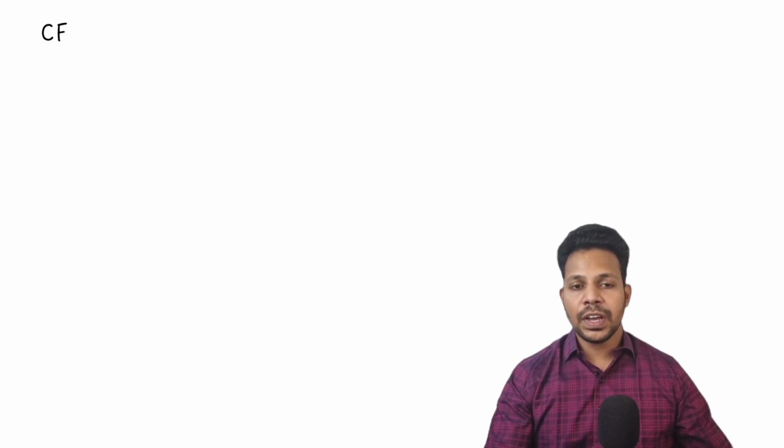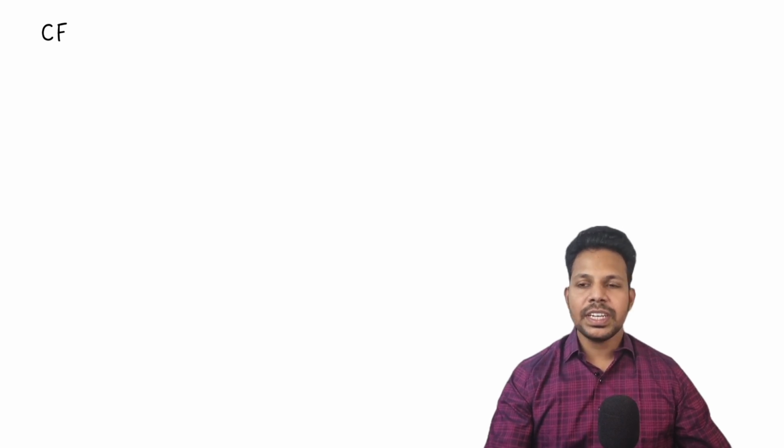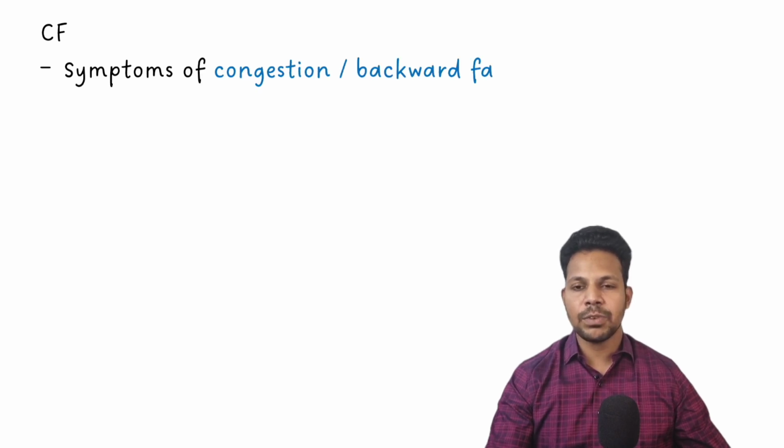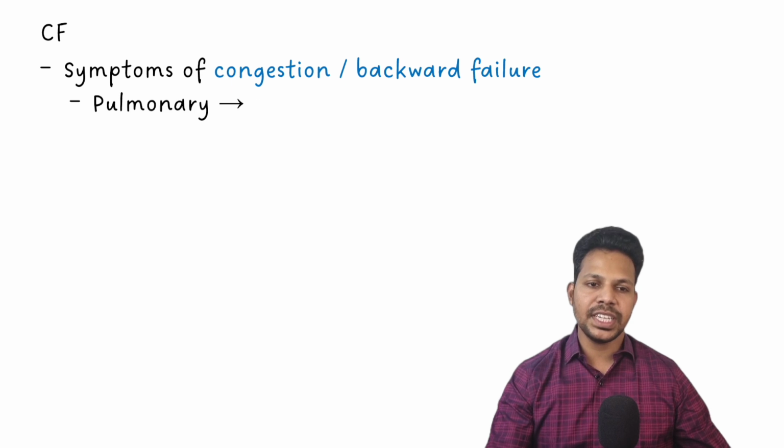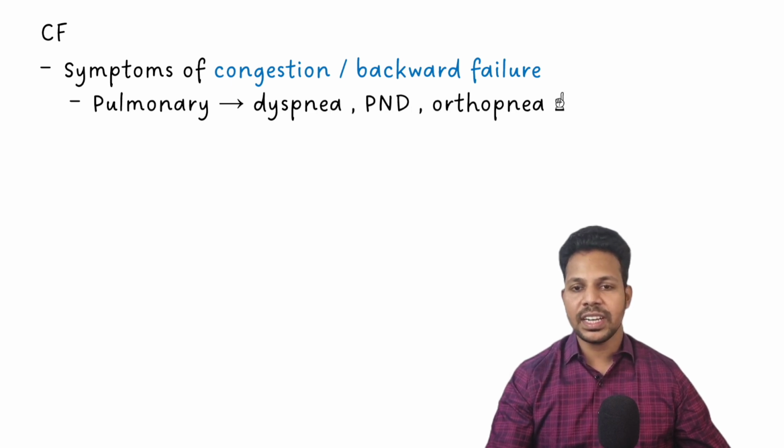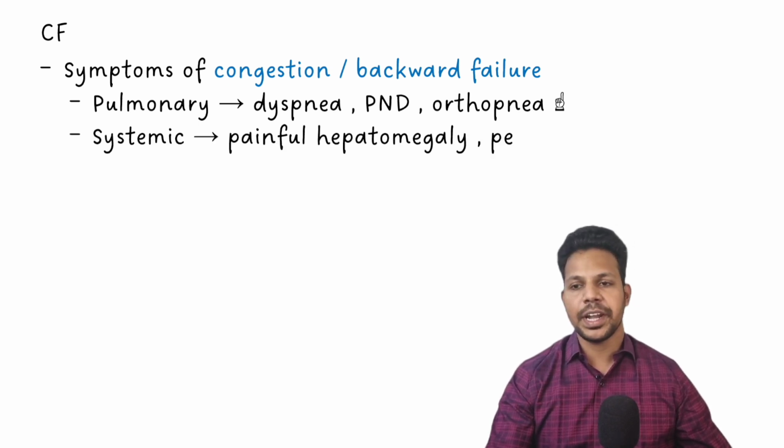Now let's move on to the clinical features. So if you have understood the features of forward failure and backward failure, it is very easy now. So we have either symptoms of backward failure or the symptoms of forward failure. What are the symptoms of backward failure? I'm just listing them, whatever we have discussed previously. If there is pulmonary congestion, the patient will have dyspnea, paroxysmal nocturnal dyspnea, and orthopnea. When the patient has systemic congestion, the patient will have congestive hepatomegaly as well as pedal edema.